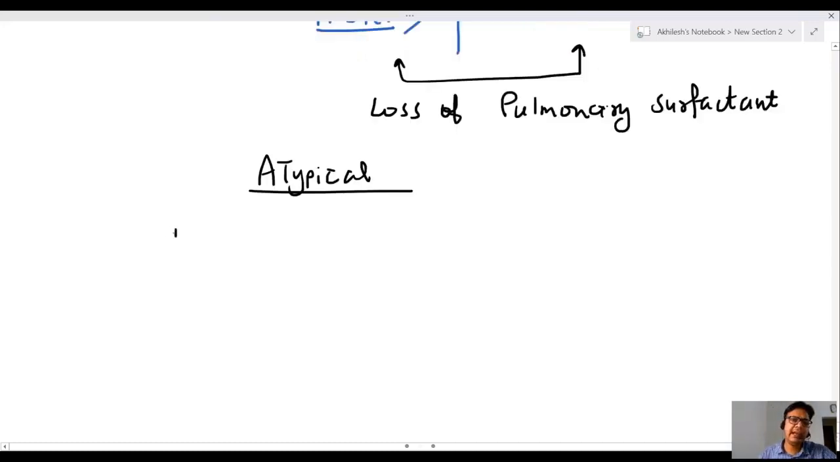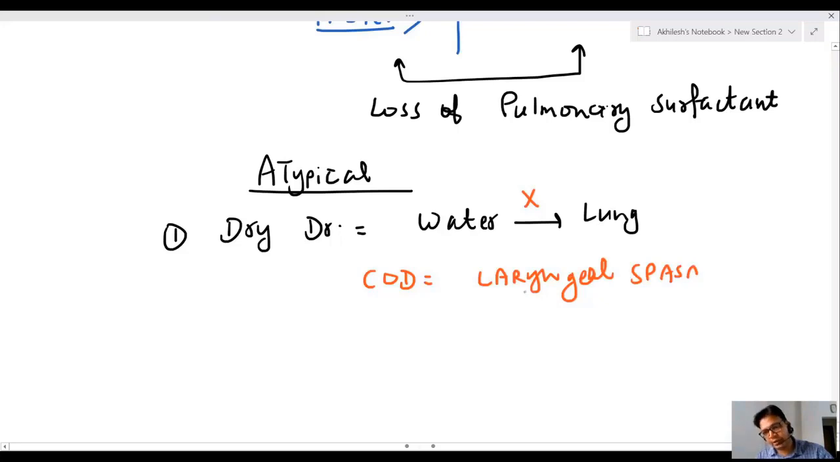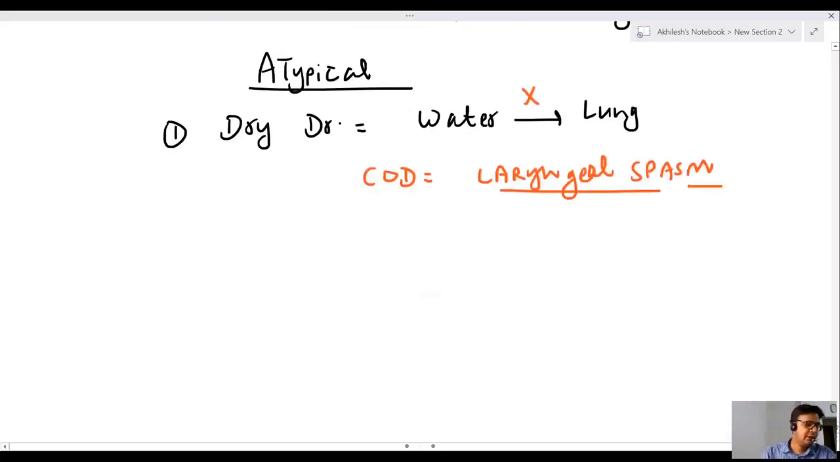In atypical drowning, first is dry drowning. What is the meaning of dry drowning? Sir, water doesn't enter the lung. In wet drowning, water enters the lung. In dry drowning, water doesn't enter the lung and the person dies. The cause of death is laryngeal spasm. The larynx will constrict, my dear friend. Water doesn't enter the lung, the person dies due to laryngeal spasm.